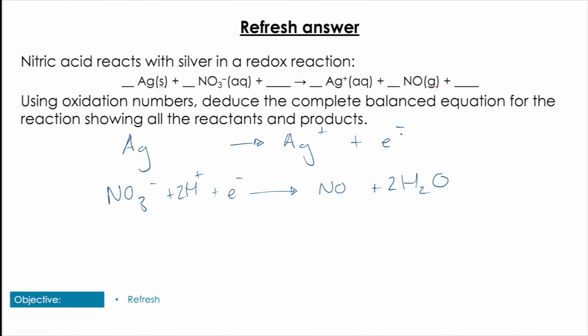Now we can see that these equations already balance in terms of their electrons, so they cancel, and we can add them together, and anything that isn't in that top equation we can add in. So it's 1, 1, then we add our 2 H plus, and it's also 1, 1, and 2 H2O on the right hand side. Fantastic.